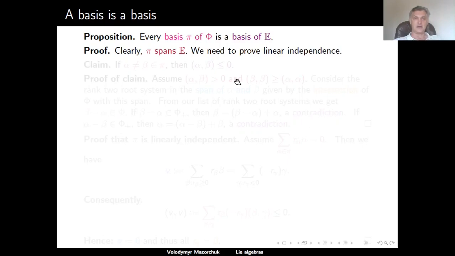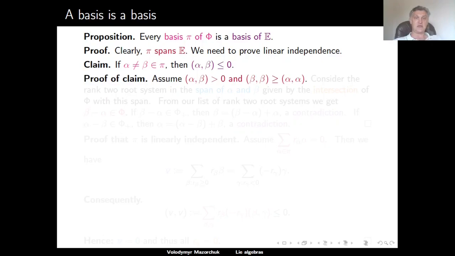In order to do that, we need one observation. We claim that if we have two different elements alpha and beta in pi, then the scalar product of alpha and beta must be non-positive. Indeed, assume that this is not the case. Assume that we have two elements alpha and beta in pi such that their scalar product is positive. And assume that the scalar product of beta with itself is greater than or equal to the scalar product of alpha with itself.